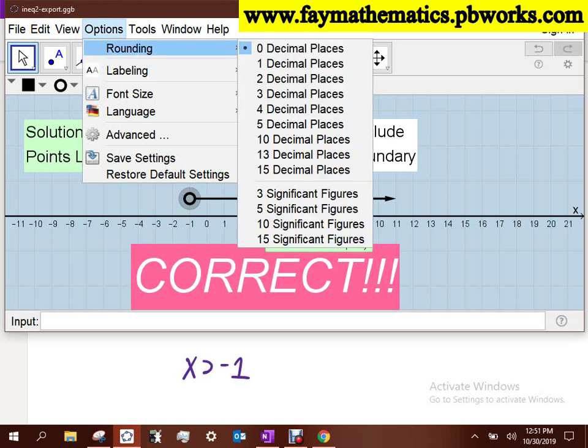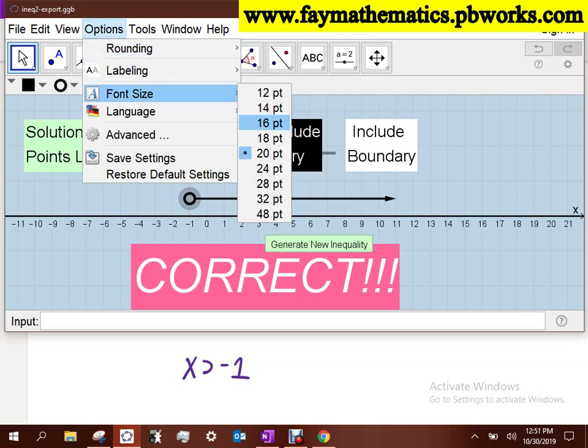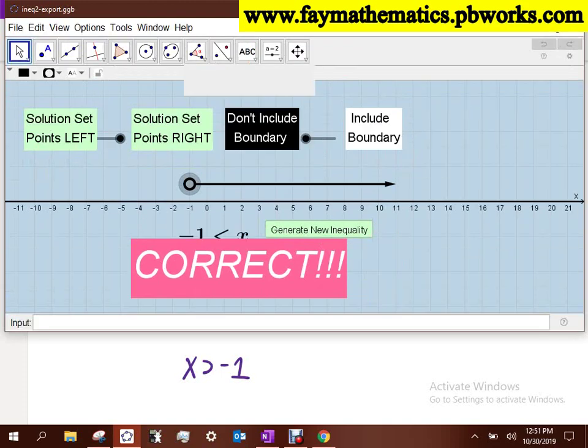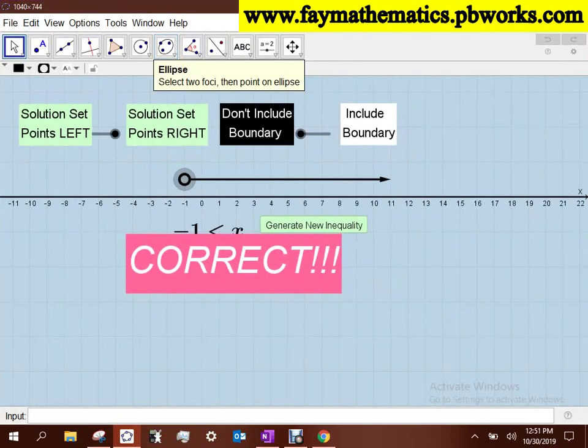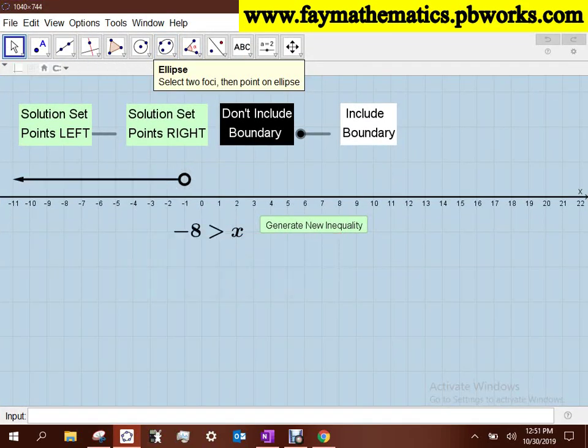Let's change this font size back a little bit. Better. If I ask this thing to generate a new inequality, now it says x is less than negative 8. So I'm reading it right to left. I think that's easier to think about than saying negative 8 is greater than x. So x is less than negative 8.